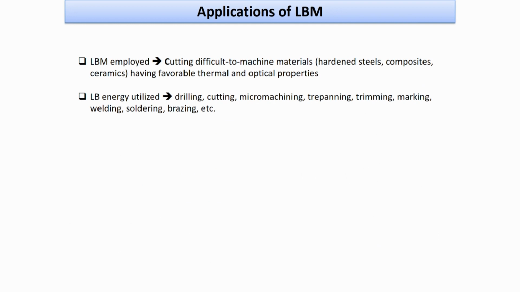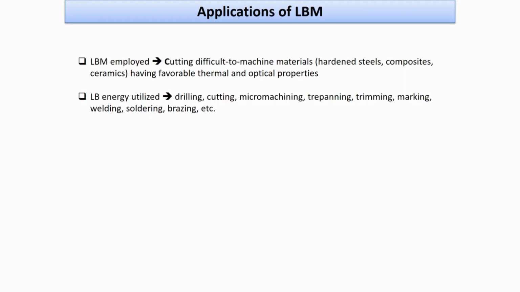So there are different applications of the laser beam machining process. Laser beam machining is utilized for cutting difficult-to-machine materials like hardened steels, composites, and ceramics, having favorable thermal and optical properties. Laser beam energy is utilized for drilling, cutting, micro machining, trepanning, trimming, marking, welding, soldering, brazing, etc. One of the main applications of the laser beam is the drilling operation.